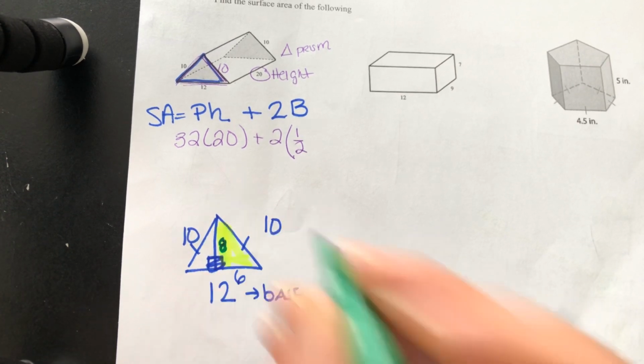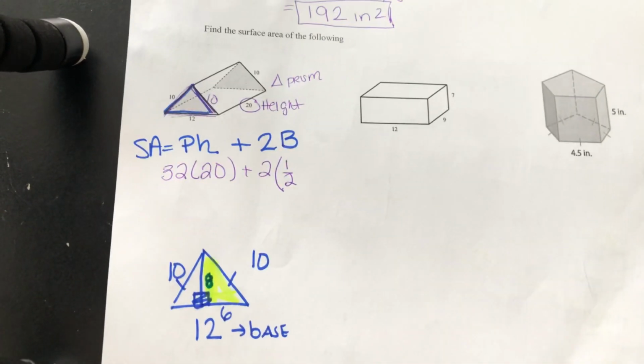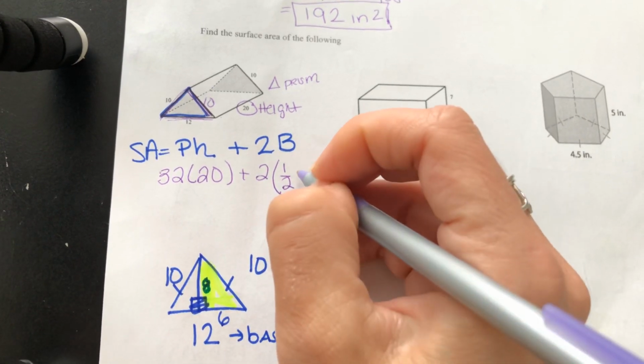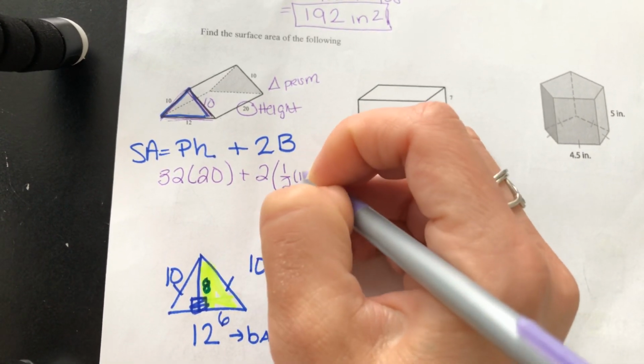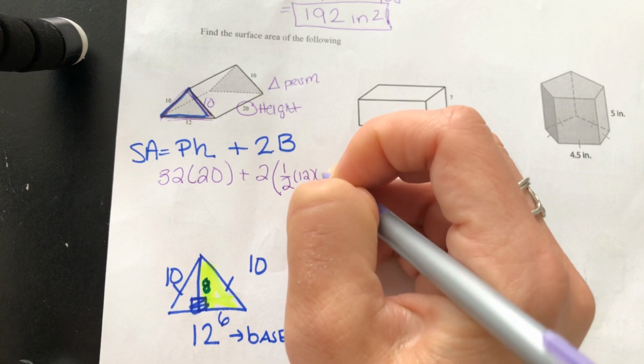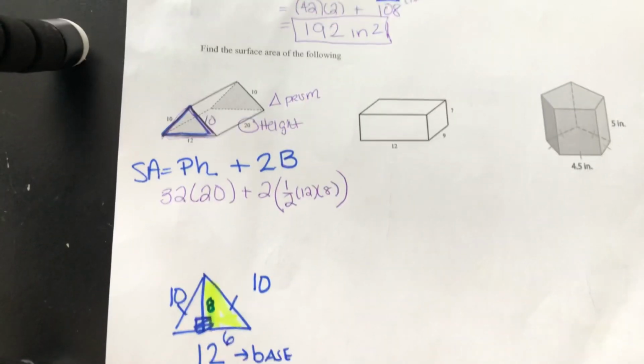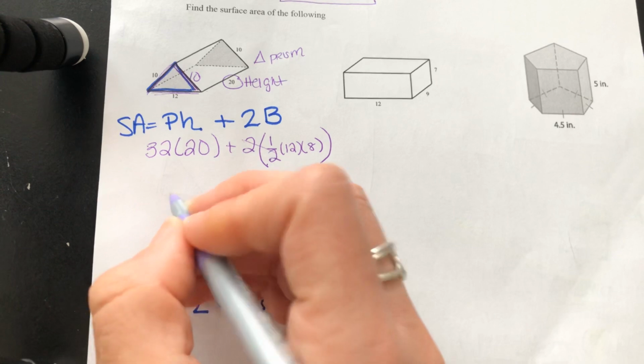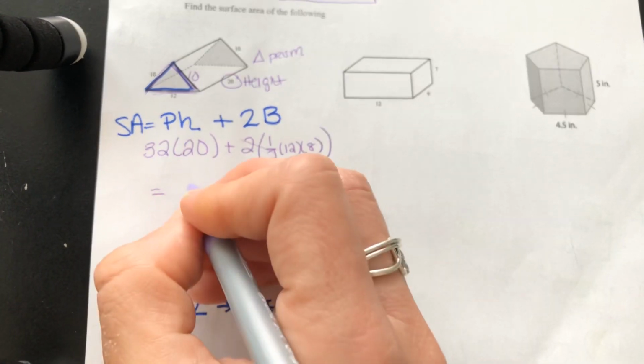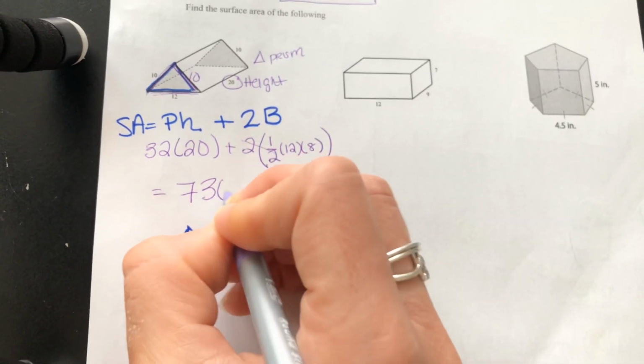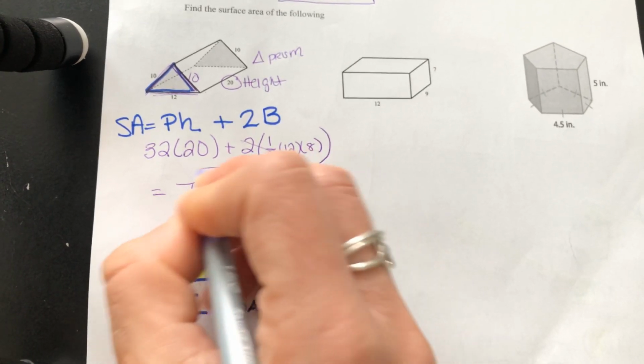So 1/2 base is 12 times your height, which is 8. Put it all in the calculator. Yes, you guys can cancel that. And your answer is going to be... okay. Stare at that for a second. And then let's do our very last problem.